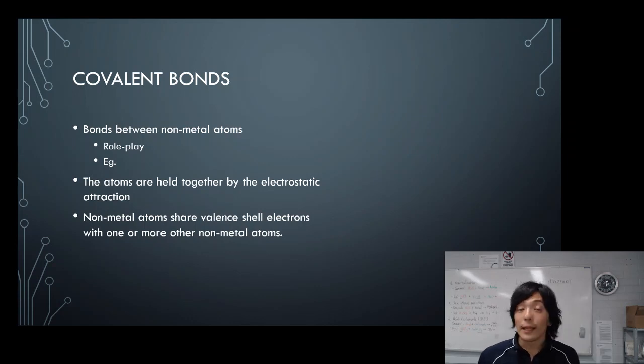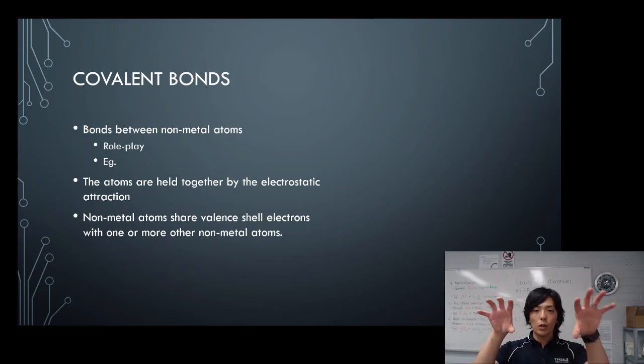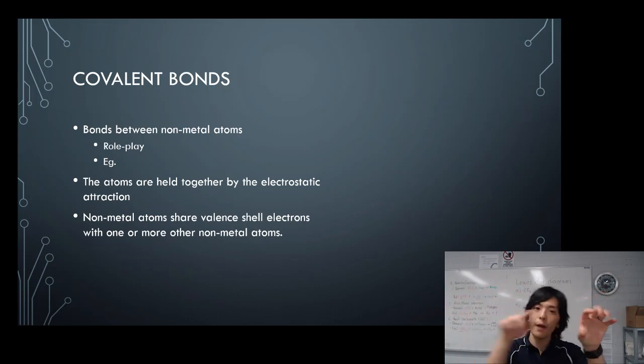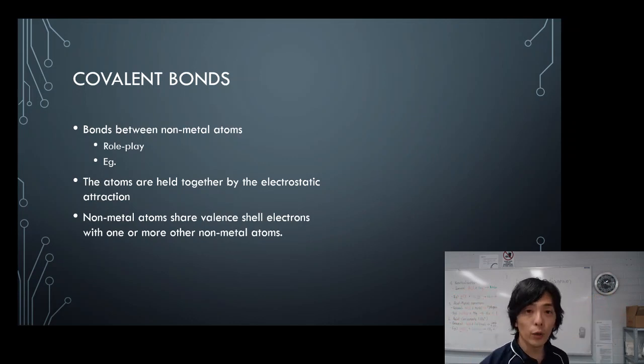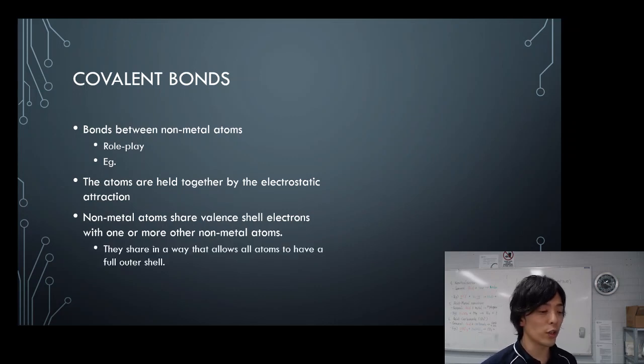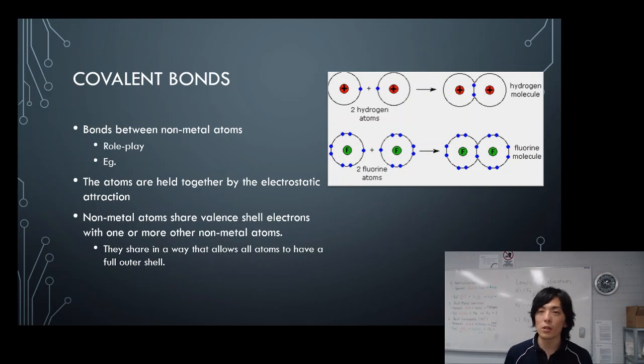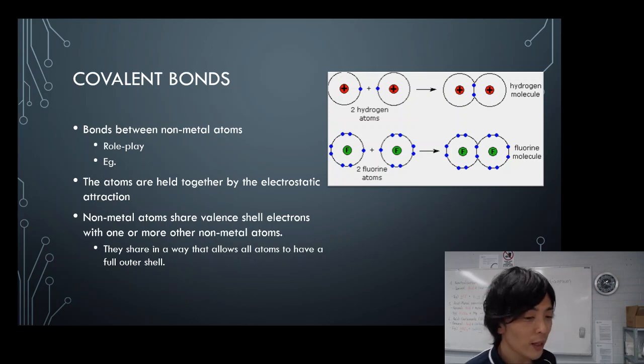Atoms are held together by electrostatic attraction. It sounds like ions, but ions are not involved. If you have nucleus and nucleus, they're positively charged, and if you have shared electrons, they still have electrostatic attraction to each other, and that's how non-metals are held. And they do that by sharing electrons, in a way that allows all atoms to have a full outer shell. By sharing a bag with your friend, it feels like you already gained another one. So you've got a bag on each arm and you're happy.